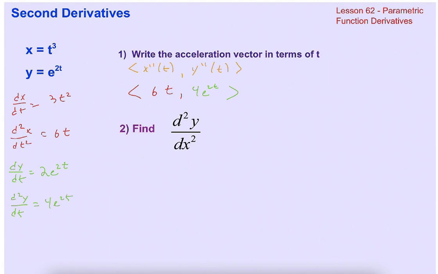Very often you'll be asked to find the acceleration vector at a specific moment in time. So write the acceleration vector after 2 seconds. And to do that, you would simply plug a 2 in there and in there.